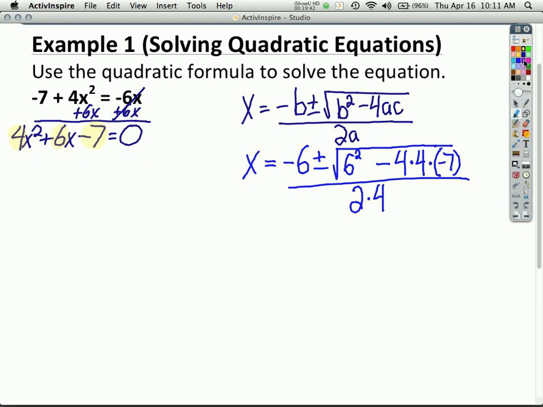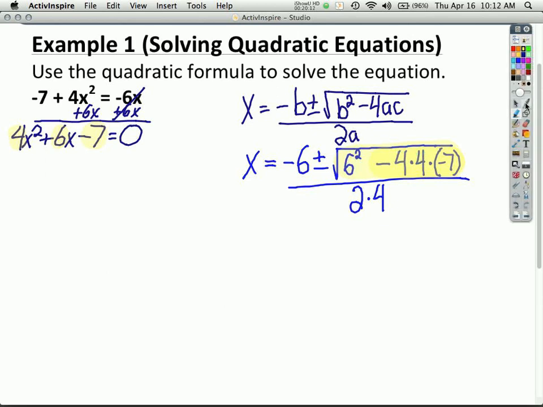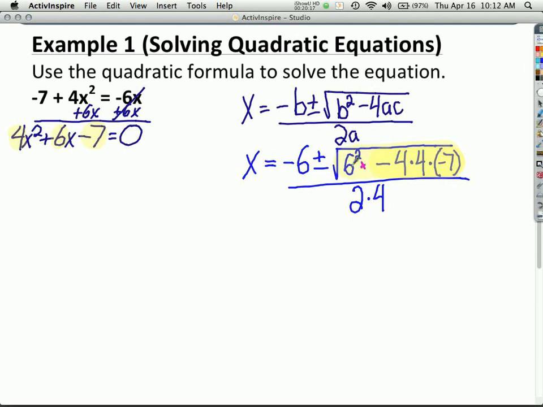The biggest danger zone is the place we have to start. This is the biggest danger zone right here, inside the radical. In fact, this part right here messes up people more than anything else, because people get confused on what's going on. That really says -4 times -7. And whatever the result of that is, we add it to 6 squared. So if you really wanted to, you could say it's going to be 36 plus the result of this.